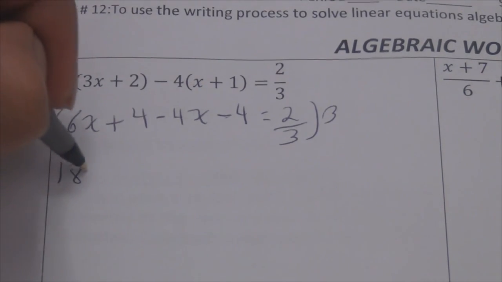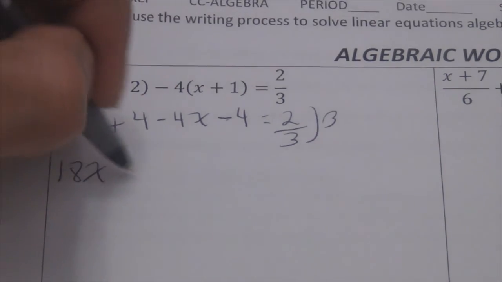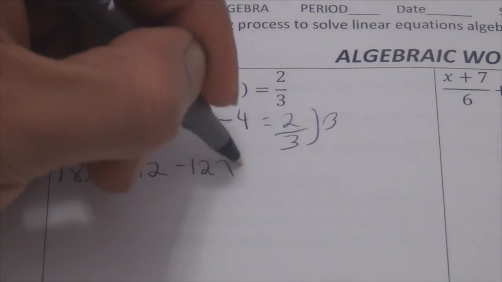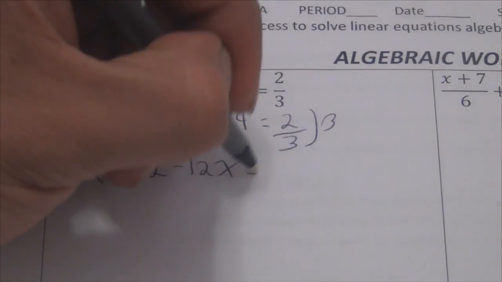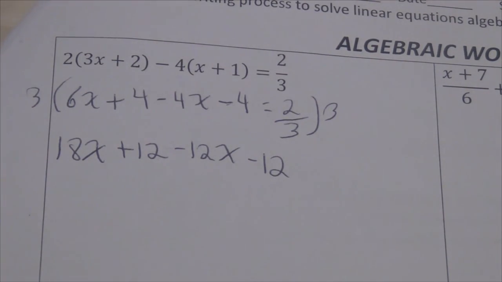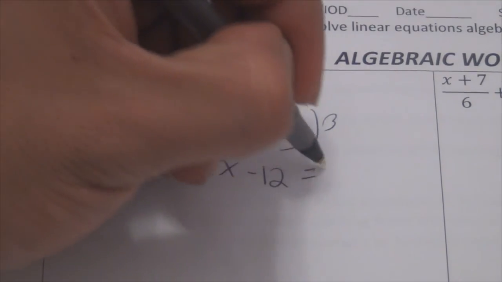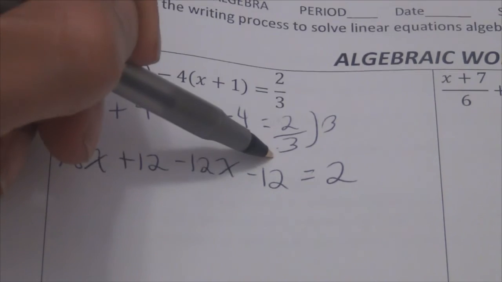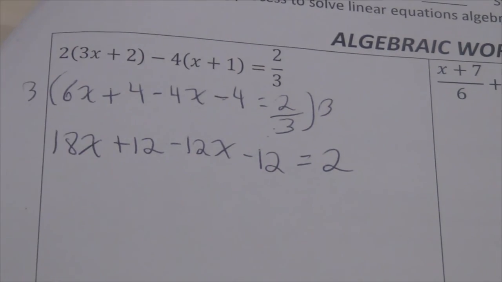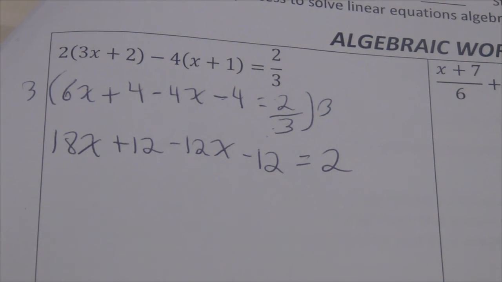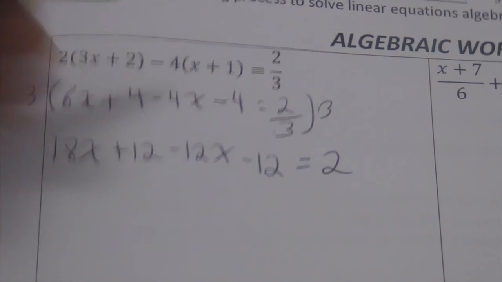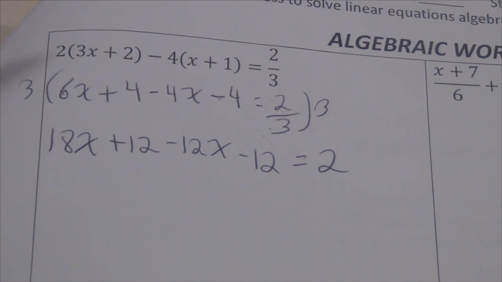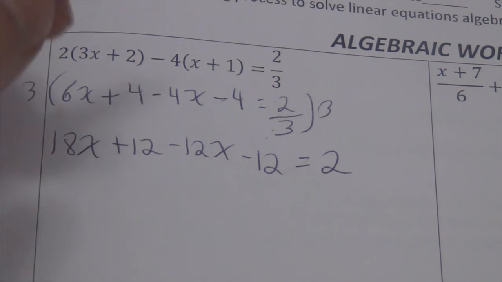So I get 18x, okay, plus 12 minus 12x minus 12, okay, equals 2, because 3 divided by 3 is 1, times 2 is 2, or 3 times 2 is 6, divided by 3 is still 2. Okay, and then from there you don't need any help. No, actually you do. Let me finish this, because then I gotta make another video, a short video.